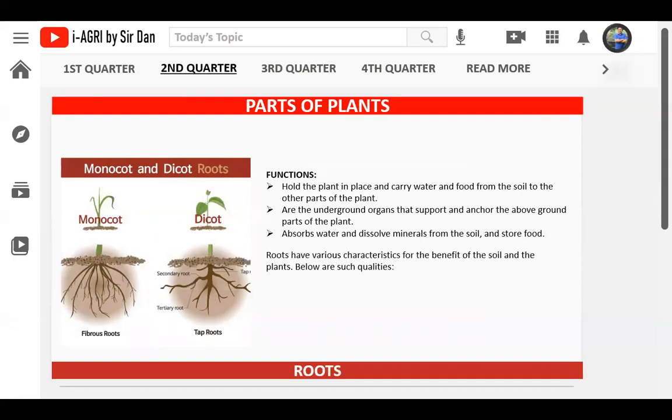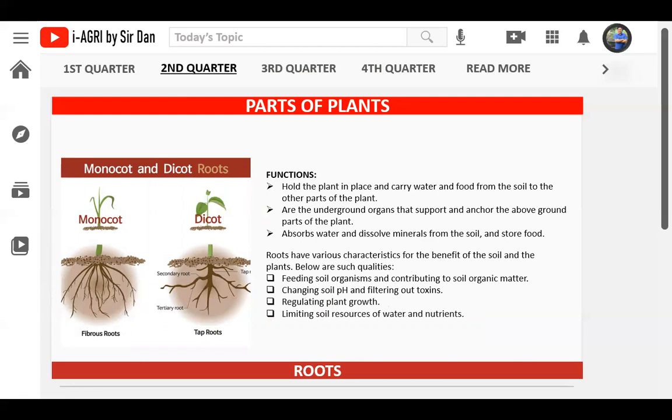Roots have also various characteristics for the benefit of the soil and the plant. Below are such qualities: feeding soil organisms and contributing to soil organic matter, changing soil pH and filtering out toxins, regulating plant growth, limiting soil's resources of water and nutrients, strengthening soil and constructing channels.